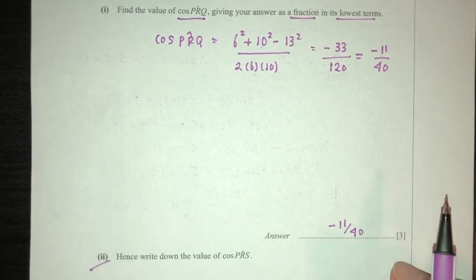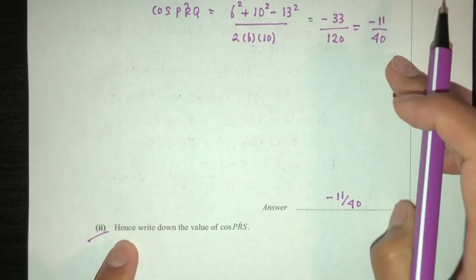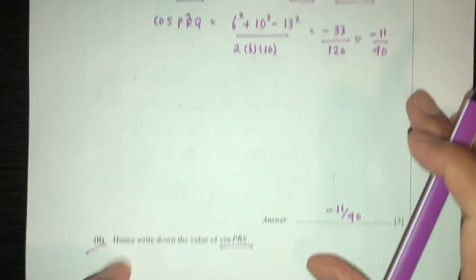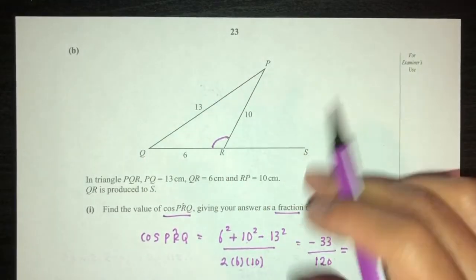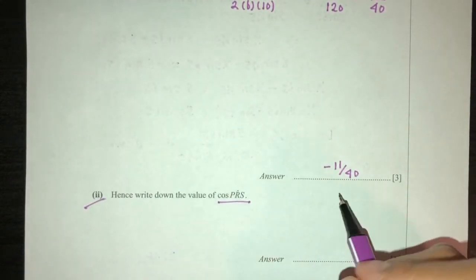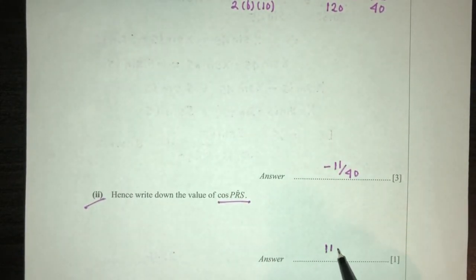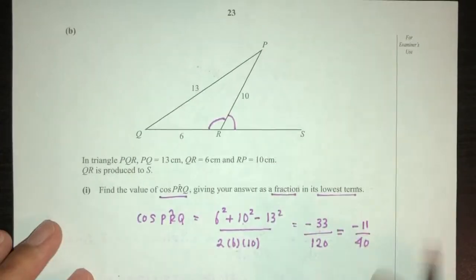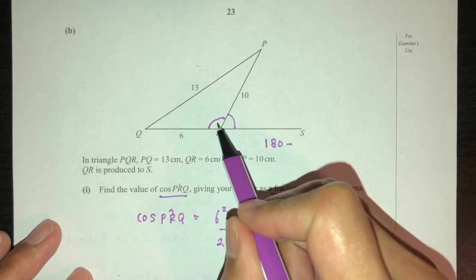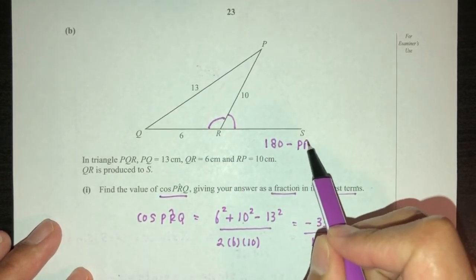Now part 2, hence we have to use this one. Write down the value of cos PRS. Where's PRS? So PRS will be right here. So pretty easy. This one is just the complementary. That will be 11 over 40, the positive value of this. Because if you observe, how do you find this angle? That will be 180 minus this one, which is PRQ.